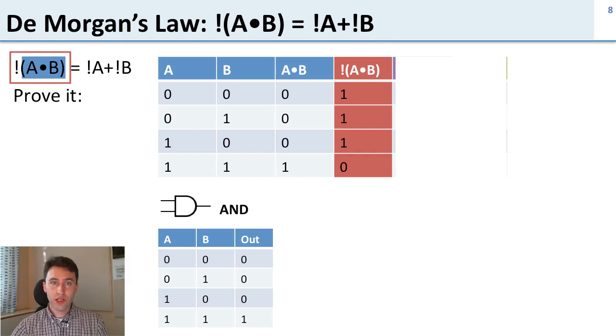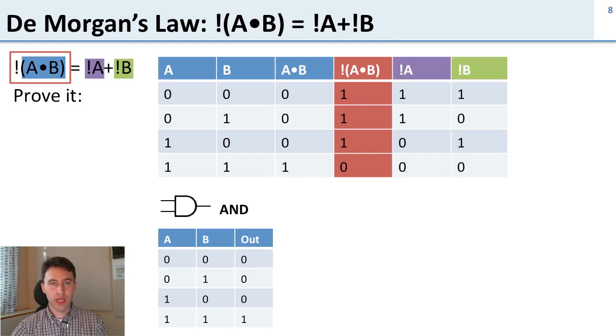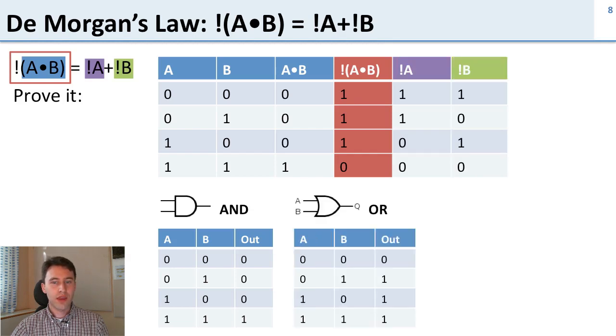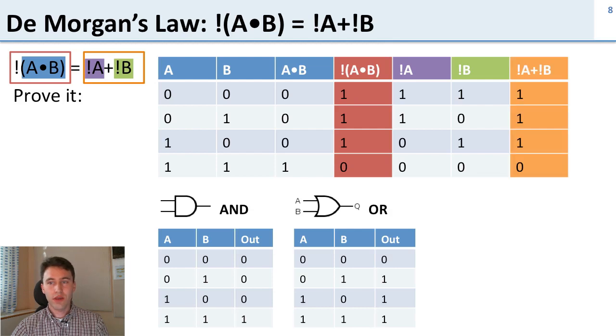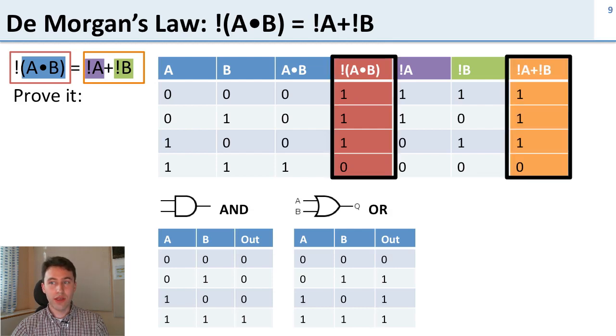Now to see if this equation is true, we need to look at the right-hand side and see how that works out as well. So we'll start out by calculating not A and not B, and those are quite straightforward. We just take our inputs A and B and invert them. And then we're going to do OR. So we can get our truth table for OR, look up what OR does, apply OR to not A and not B, and there's our result. So what you see here is that not (A and B) is indeed the same as not A or not B. So we've proven that De Morgan's law holds.